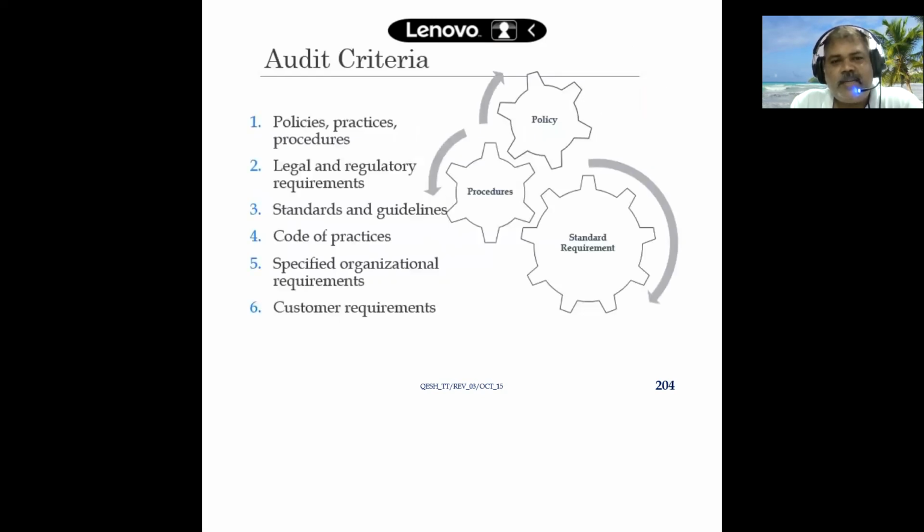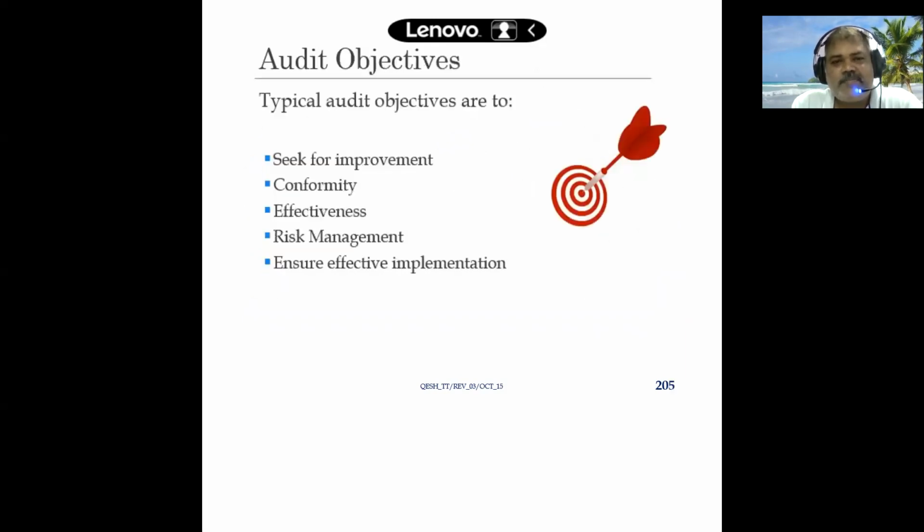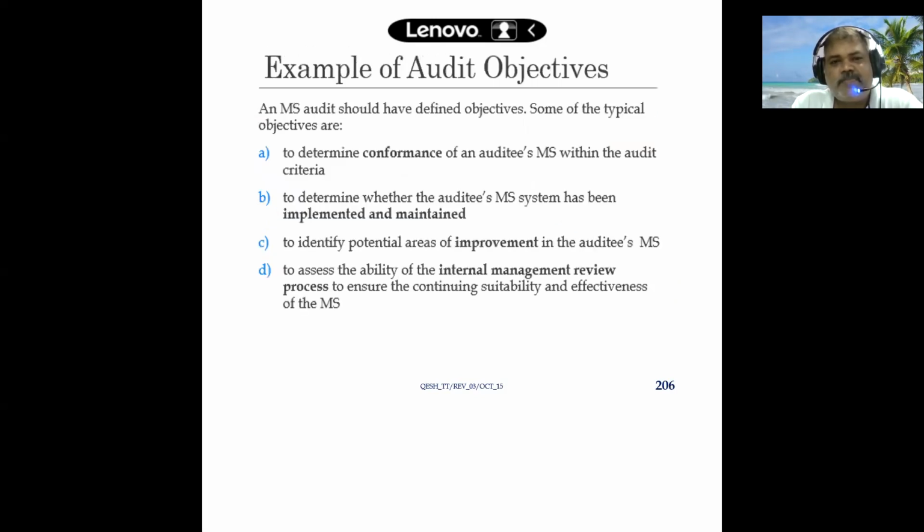Okay, so criteria can be policy, practices, procedures, and you go for legal and regulatory requirements, and standards and guidelines. You go for codes of practice and specified organizational requirements. Customer requirements also need to be checked. So the objective should be to seek improvement, according to conformities, effectiveness, risk management, ensuring effective implementation. Are they following everything? That's the purpose of the audit objective.